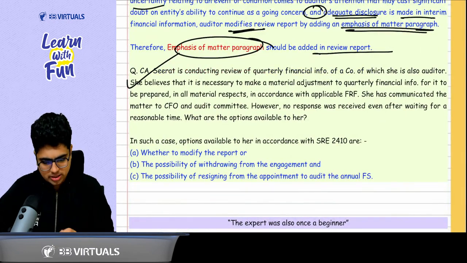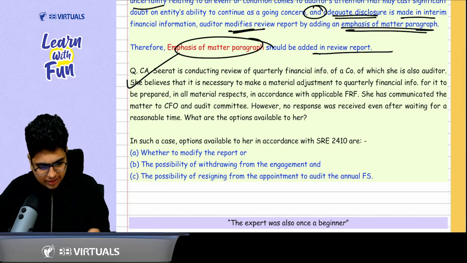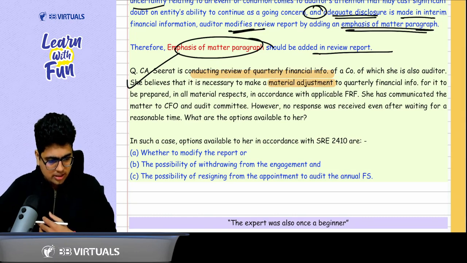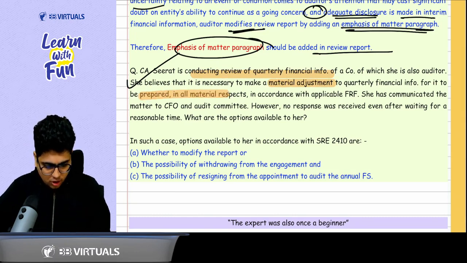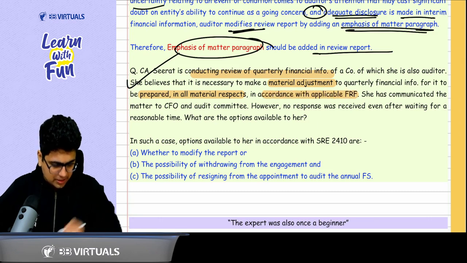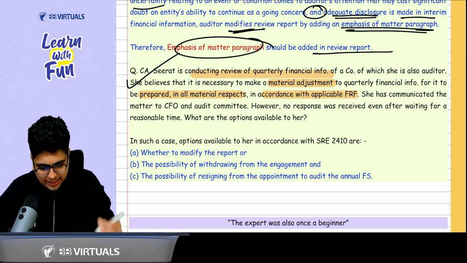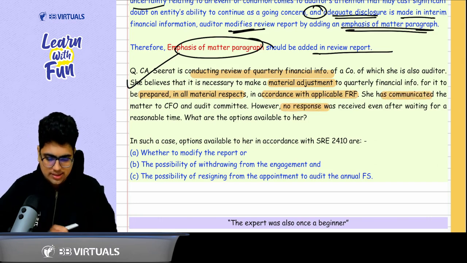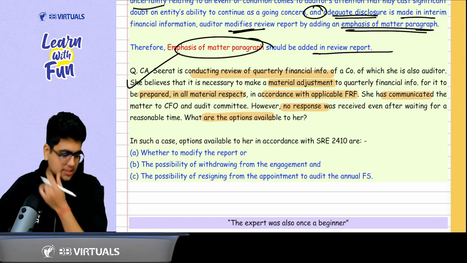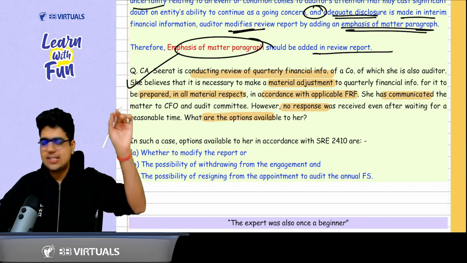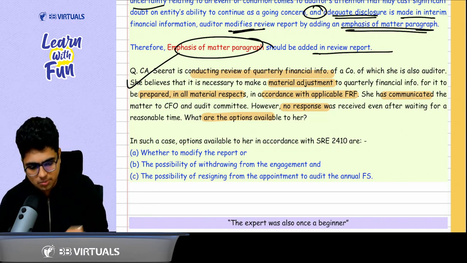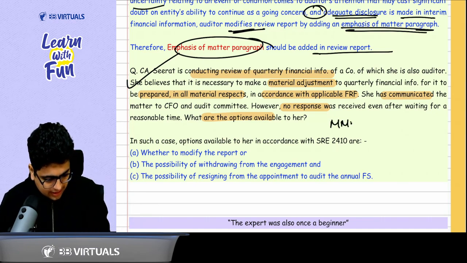It says: while doing the review of quarterly financial information, you feel there is a material adjustment required for it to be prepared in all material respects as per the applicable FRF. This material adjustment is communicated. However, no response is received. What are the options available? Whenever a material adjustment is required and it is not made, can I say there is a material misstatement? Come on. Can I say there is a material misstatement?